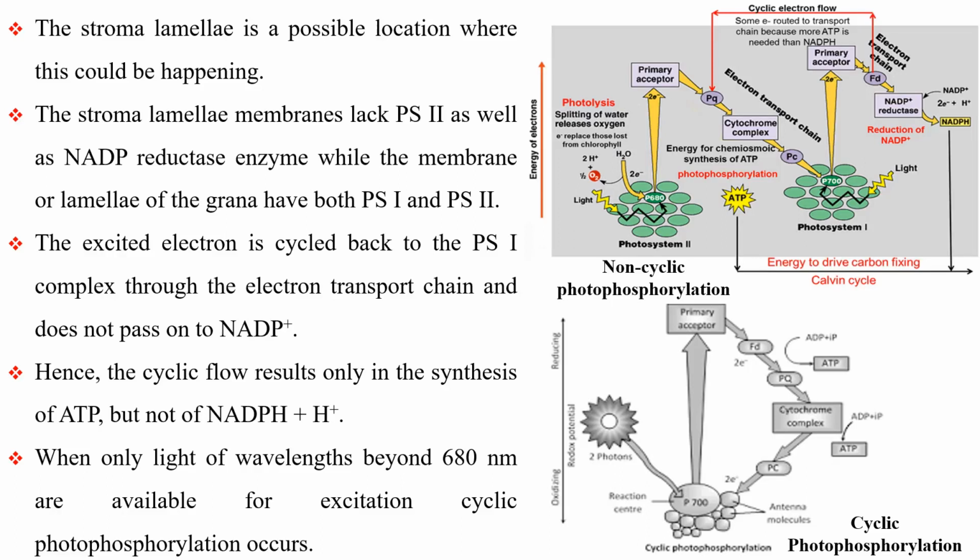The excited electron is cycled back to the PS1 complex through the electron transport chain and does not pass on to NADP+. Hence, the cyclic flow results only in the synthesis of ATP but not of NADPH plus H+. When only light of wavelengths beyond 680 nm is available for excitation, cyclic photophosphorylation occurs.